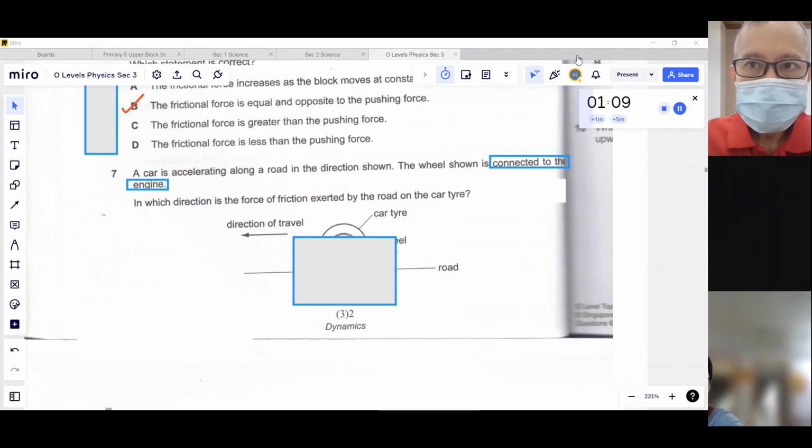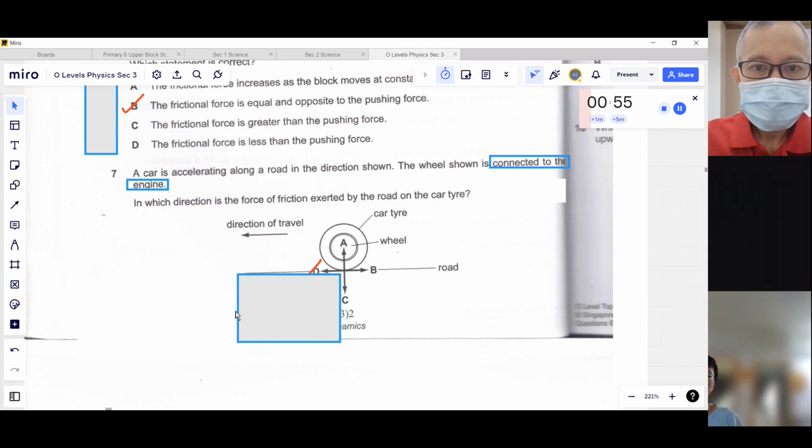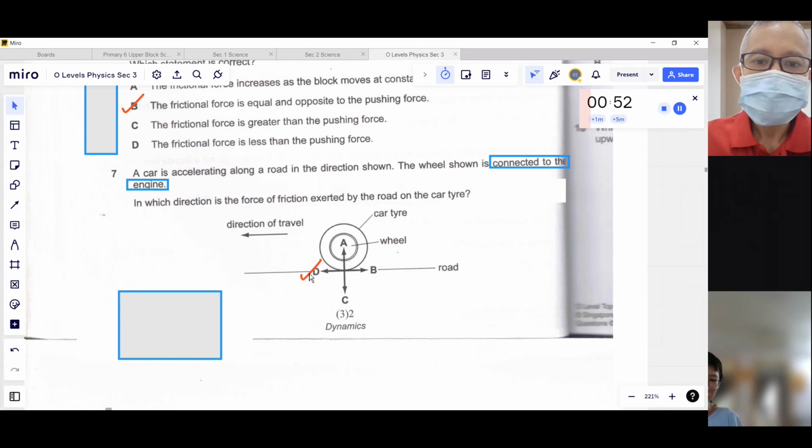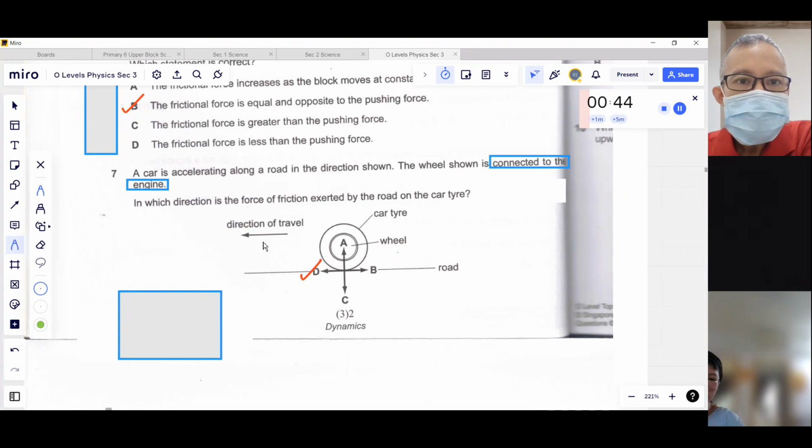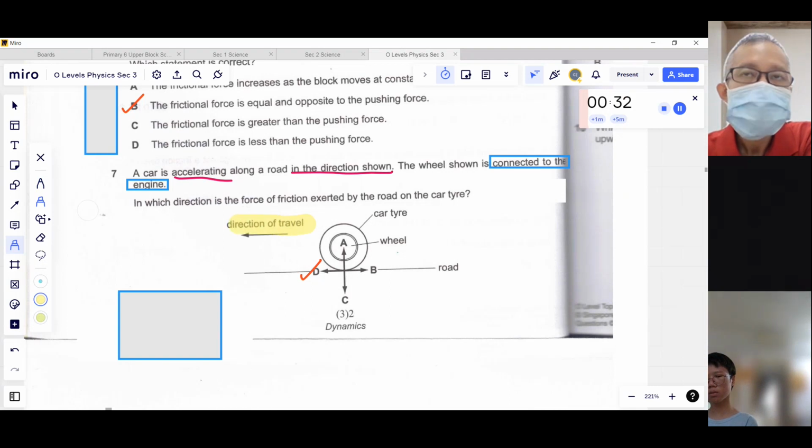Is it B? Yeah, Jing Qian, I didn't hear your answer. Is it B? Let's take a look. Answer is E. Okay, this one I need to go through. Now look carefully. Accelerating in the direction shown. Okay, so obviously it's moving from right to left.